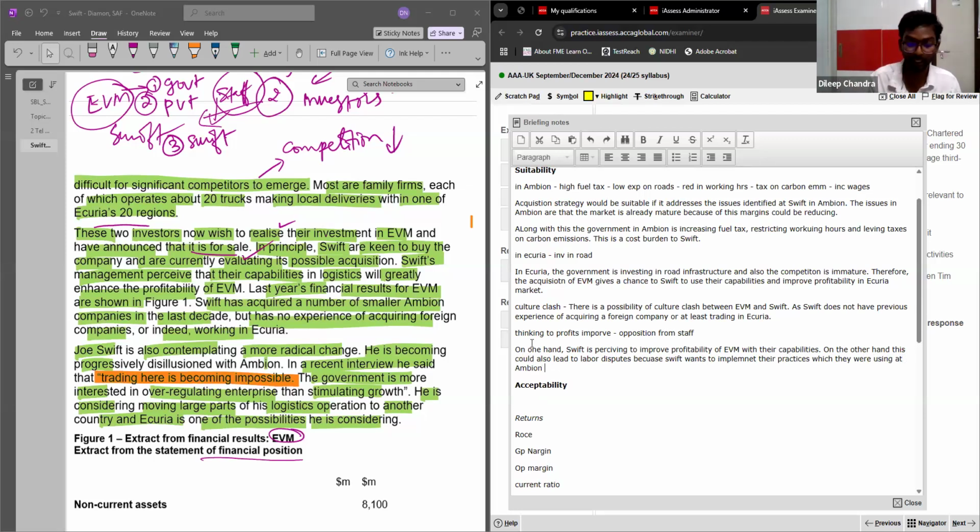Ambien is Swift's country. And EVM employees may be reluctant to follow these new practices. Possibility is there. So that is why opposition can be there from the staff. Understood a suitability aspect. Just give me a quick confirmation. If any doubt, do let me know.